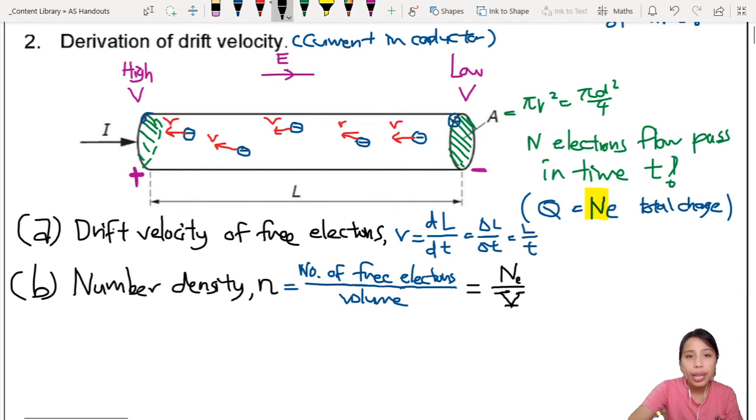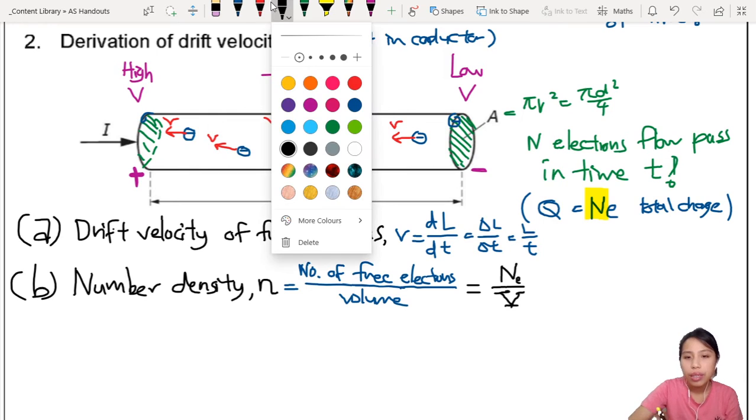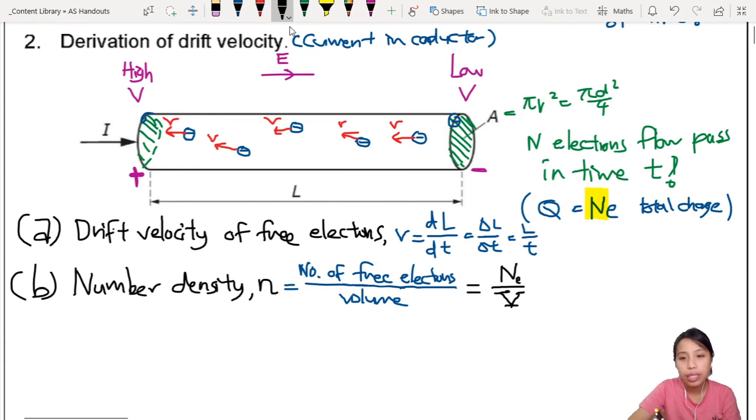Okay, so we have a few things now. Firstly, we have the drift velocity. We have number density. There's one more thing we need to do to put all these ideas together to come up with the current. This is where the fun part happens. Also, you need to know how to derive these.